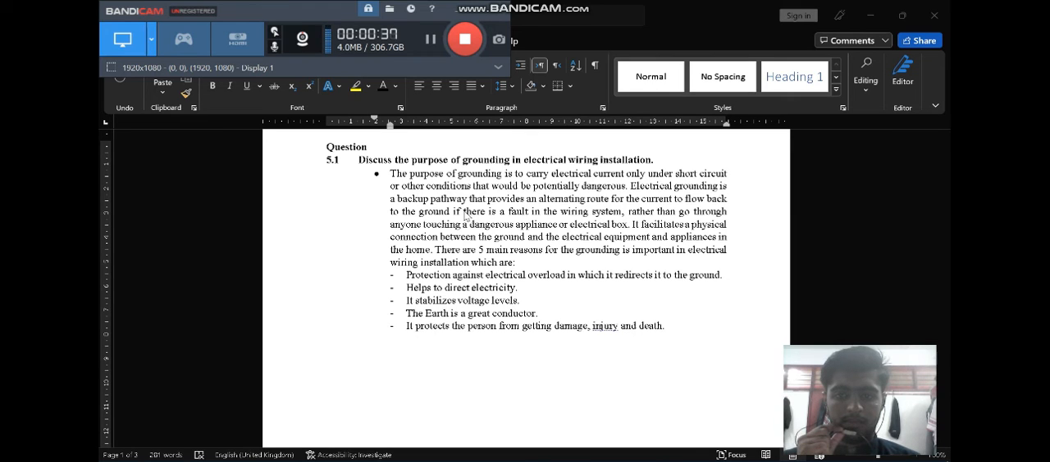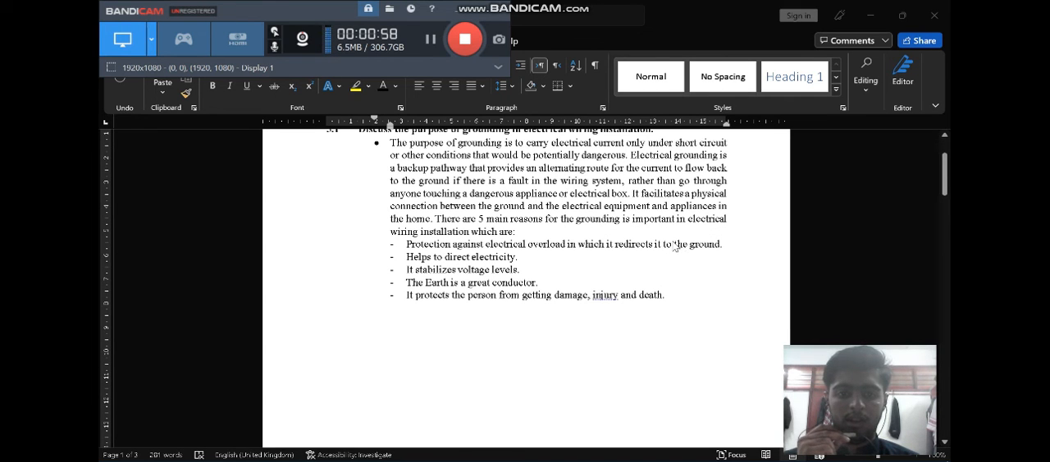Okay, electrical grounding is a backup pathway that provides an alternate route for the current to flow back to the ground if there is a fault in the wiring system, rather than going through anyone touching a dangerous appliance or electrical box. It facilitates a physical connection between the ground and the electrical equipment and appliances in the home. There are 5 main reasons why grounding is important in electrical wiring installation, which is the protection against electrical overload, in which it redirects it to the ground. Usually this occurs during a thunderstorm or lightning. Okay, and it helps to direct electricity to the earth, to the ground.